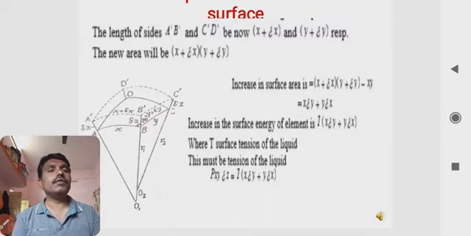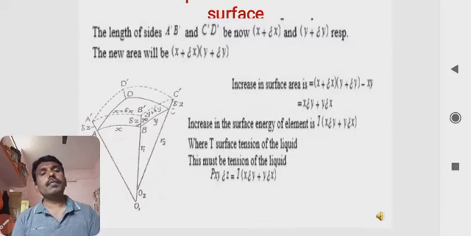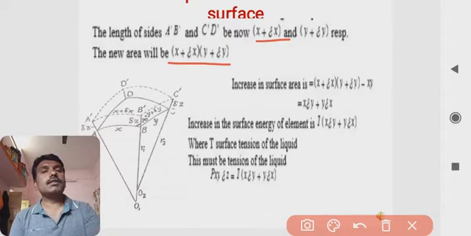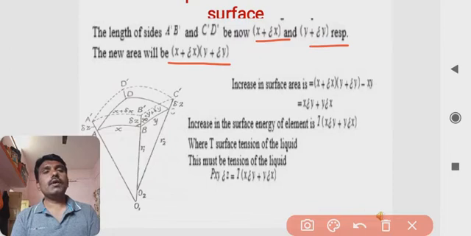Now, the newly formed length sides, as we already discussed, a dash b dash c dash d dash, will be x plus del x and y plus del y respectively. The newly formed area will be length into breadth. Previously it was x into y, now it will be x plus del x into y plus del y. For AB the new size becomes a dash b dash, that is x plus del x, and c dash d dash has y plus del y.